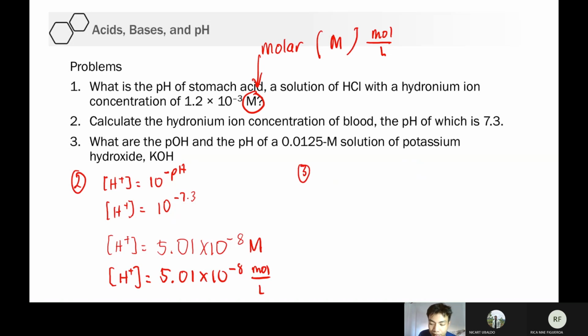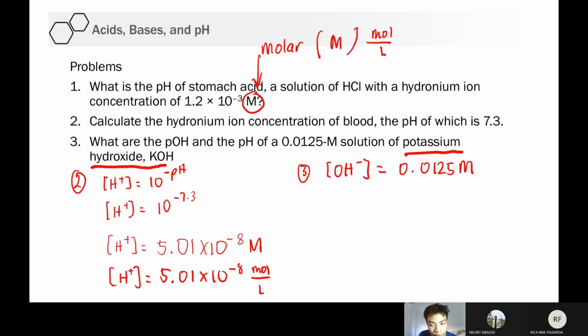For number 3, we have here 0.0125 molar solution of potassium hydroxide. So, ano yung concentration ng hydroxide dito? Kasi ang ating salt ay potassium hydroxide. So, that means hydroxide yung meron tayo dito, not hydronium ion. Okay? So, ano yung concentration ng hydroxide dito? E di kung ano yung nakalagay doon sa ating problem. So, that will be 0.0125 molar. Okay? So that is the concentration of OH.